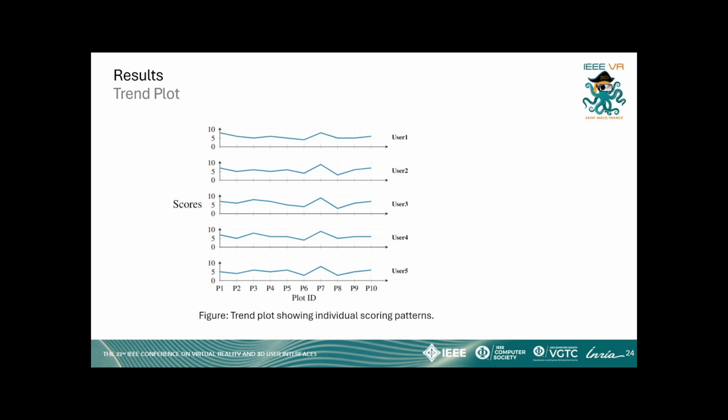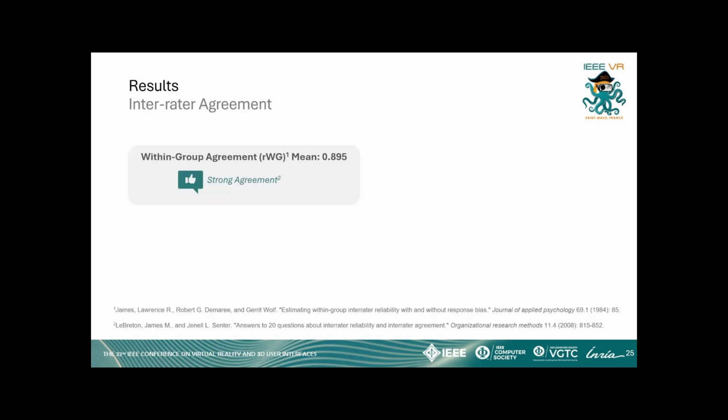The trend plot shows how different users rated various plots, revealing that they generally gave similar scores. We evaluated the reliability of VR assessment scores using the within-group agreement. The mean within-group agreement score of 0.895 was well above the 0.70 benchmark for strong agreement.